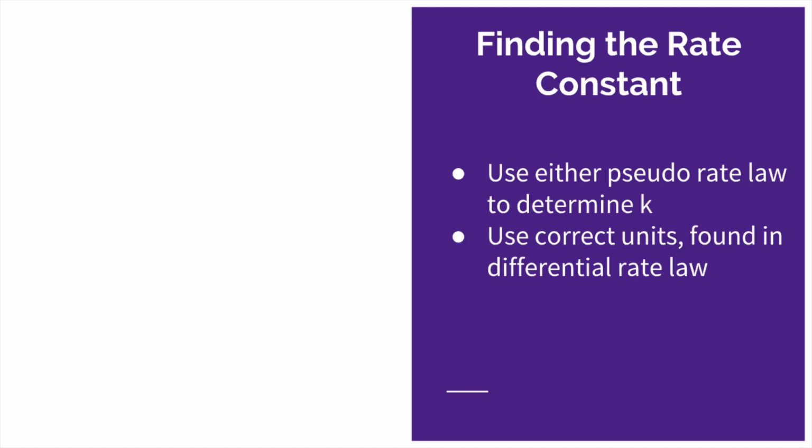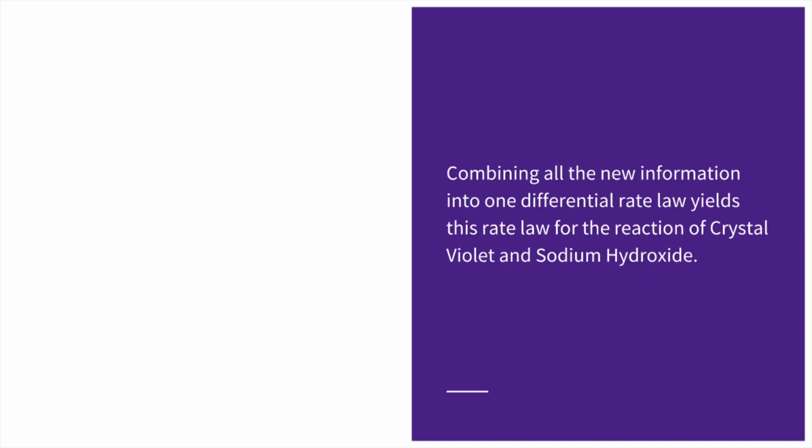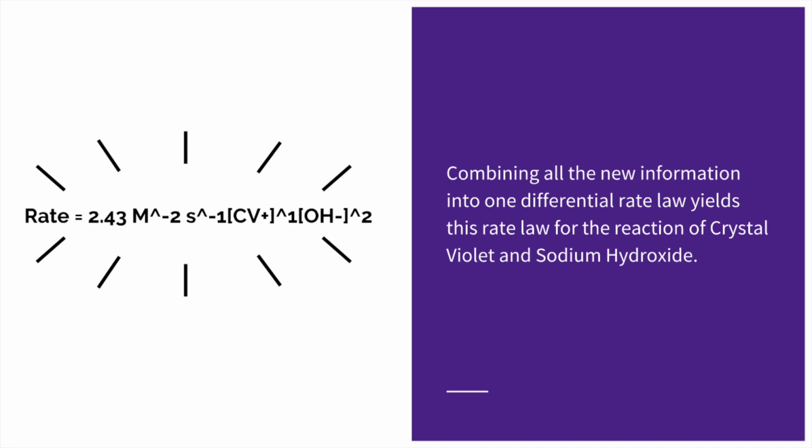Now we must find the rate constant, as it is the last thing in the differential rate law we must find. By using one of the pseudo-rate laws and plugging in 2 for m as we had previously solved, and then plugging in numbers from the first trial, we can easily find what k equals. We also must put correct units, which will be explained. Here is the final differential rate law for the reaction.